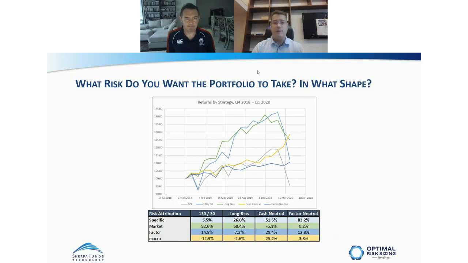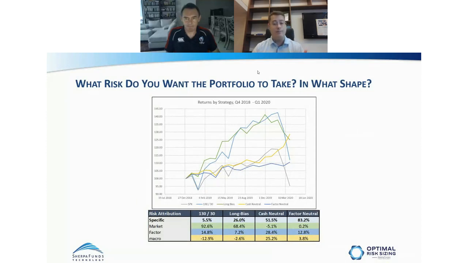We can see here, from a risk attribution perspective, the degree to which the different risk factors are driving the results in each portfolio. In the 130-30, the market's the overwhelming driver. In the long bias, you start to see more specific stock picking or idiosyncratic risk creep in.